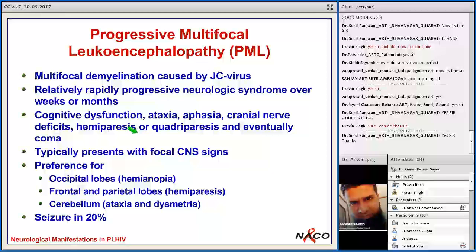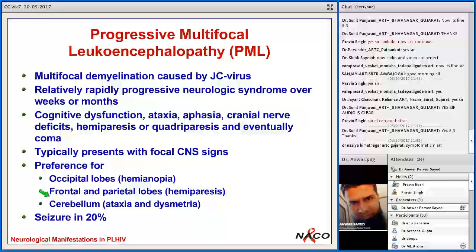if not treated. There is no specific treatment for this kind of disease. It is usually cognitive dysfunction, ataxia, aphasia, cranial nerve involvement, hemiparesis or quadriparesis, and eventually coma. It typically presents with focal CNS signs, and that is why we did MRI first. There is a preference for the occipital lobe, which causes hemianopia, that is half vision loss. Then frontal and parietal lobes, which cause hemiparesis, and cerebellum, ataxia or dysmetria. Seizures can also be present in some cases.